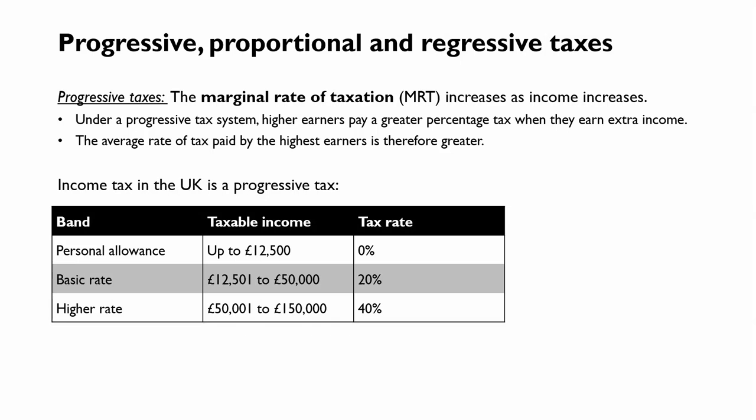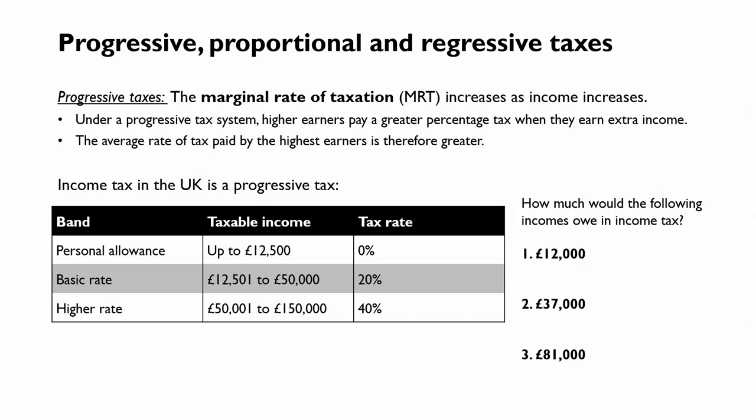Tax rates often catch people out, so here's a quick task for you to do. Pause the video and have a go at working out how much the following incomes would owe in income tax, both as a percentage of the income and as an overall figure. So for each one, you're going to give the pounds that they owe and the percentage of their income that they owe. Pause the video, have a go.